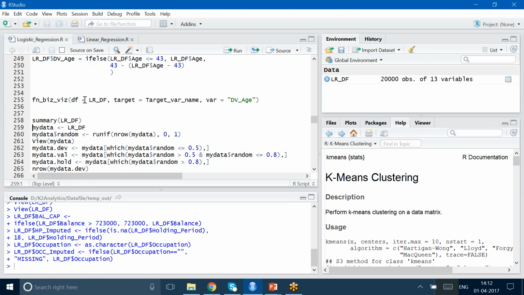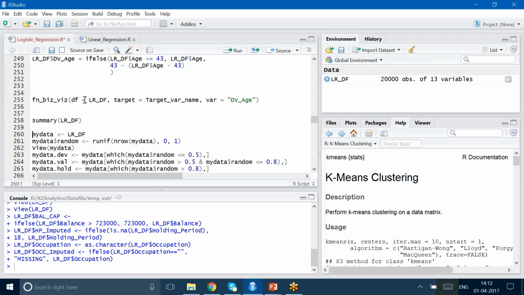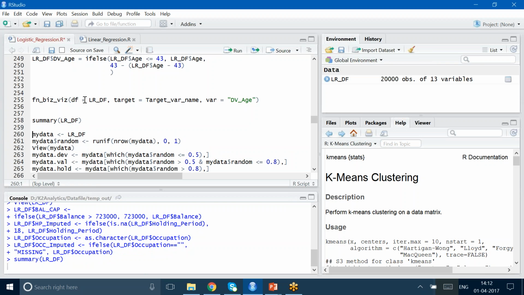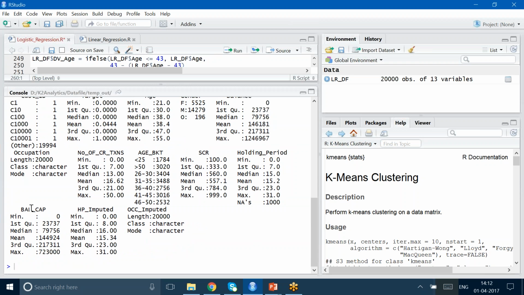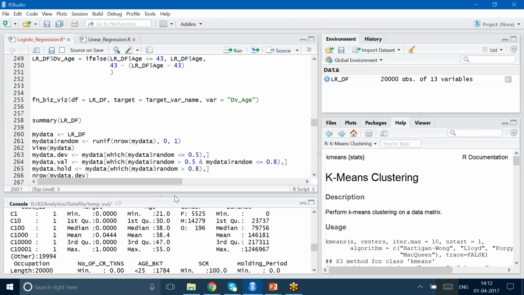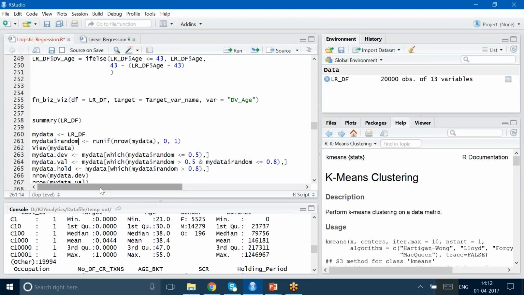So this is what our summary data is, and now here I'm just copying this. Quickly let me run summary to show that. These are the three variables we have done capping for outlier treatment, holding period imputation, and occupation imputed is what we have done. Okay, so here we did sampling.